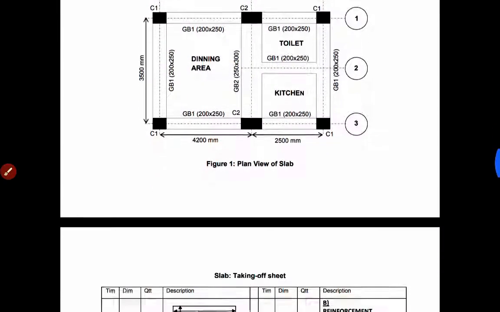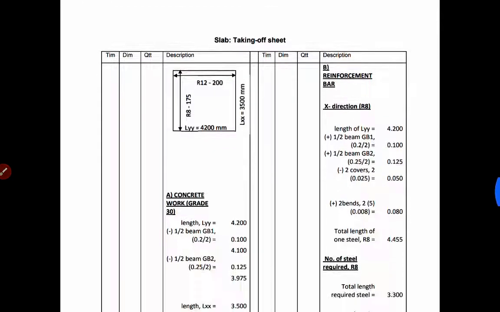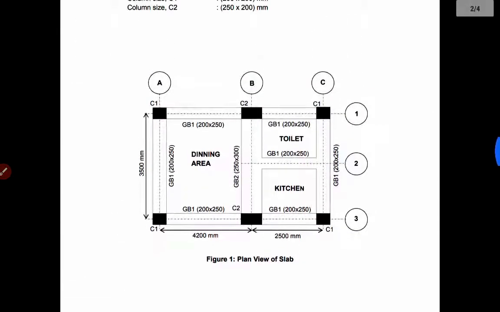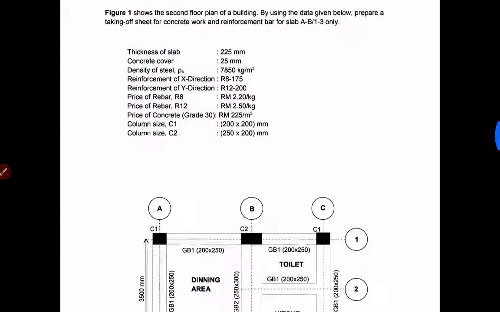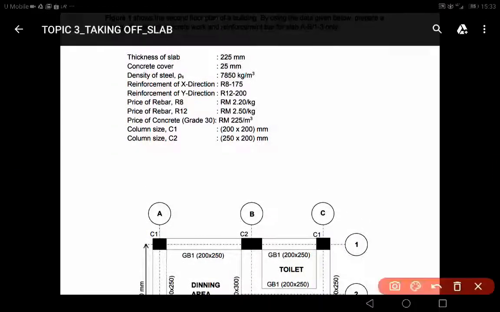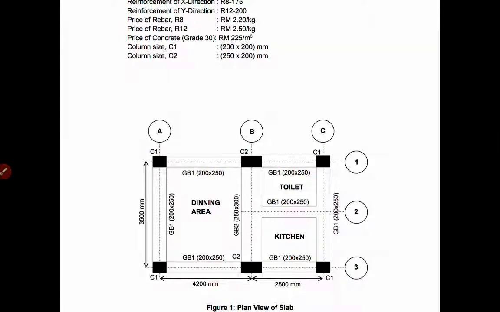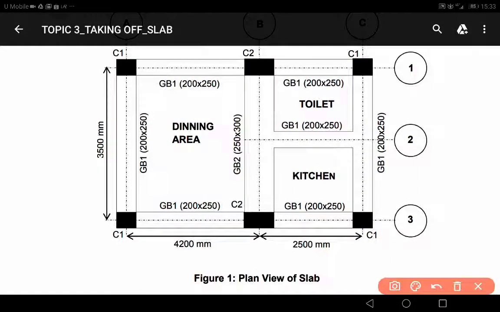First, we look at the solution provided in this slide. So for the first one, concrete work. Basically, the thickness is already provided in the question, whereby the thickness is 225 mm. So in order for you to get the volume of concrete, you need to know the area of your slab. Based on this diagram, you need to determine the area here, and then you need to multiply with the thickness just now. After that, you will get the volume of the concrete.